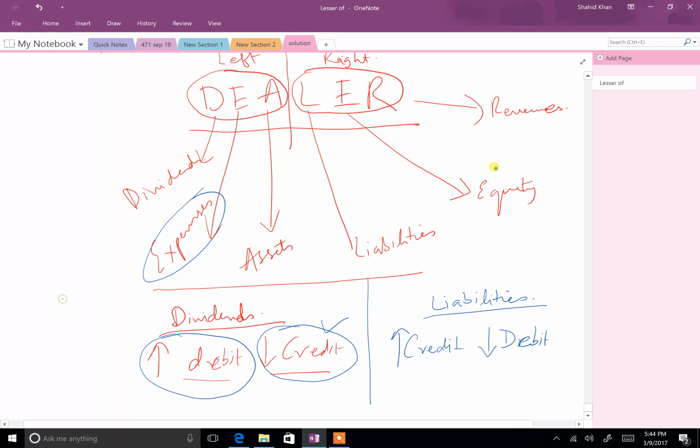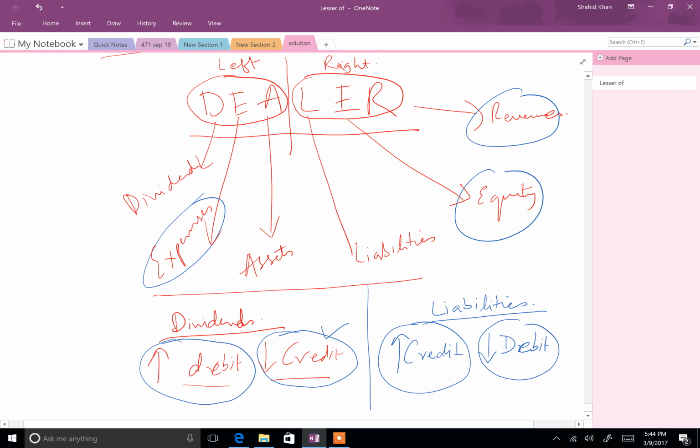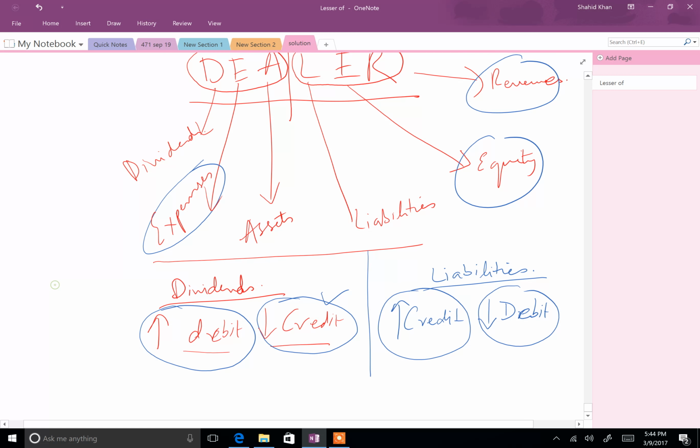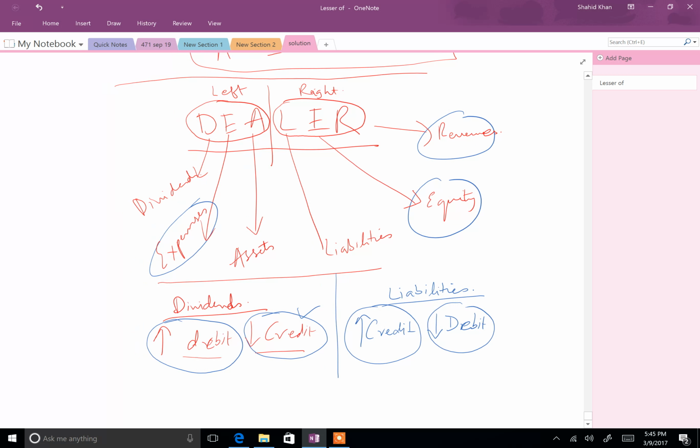The next one is the equity account, and then revenues work exactly the same way. When equity increases, you're going to credit it, and when equity decreases, you're going to debit it. The same thing is for revenues. When revenues increase, you're going to credit it. When revenues decrease, you're going to debit it. This is something you have to memorize, and DEALER helps you remember that for exam purposes.